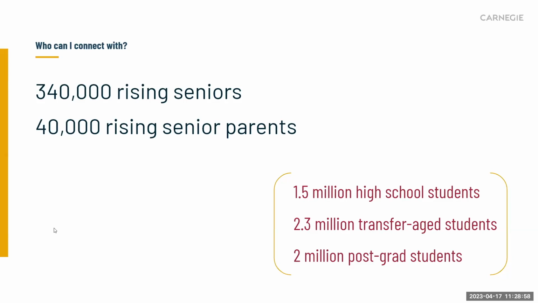On my previous slide, I did say, and more. And so our database is not relegated just to the rising senior population. We also have 1.5 million high school students, grades 9 through 12. We have 2.3 million transfer age students who are currently in college, and 2 million post-grad students who have graduated school and we are using to outreach for graduate programs.